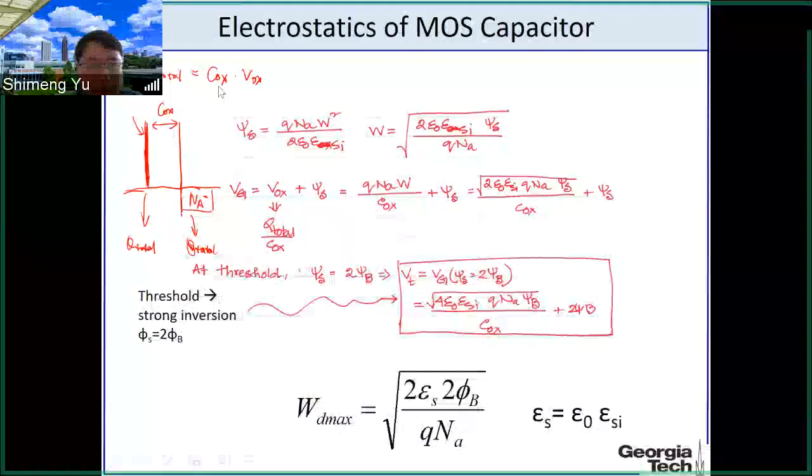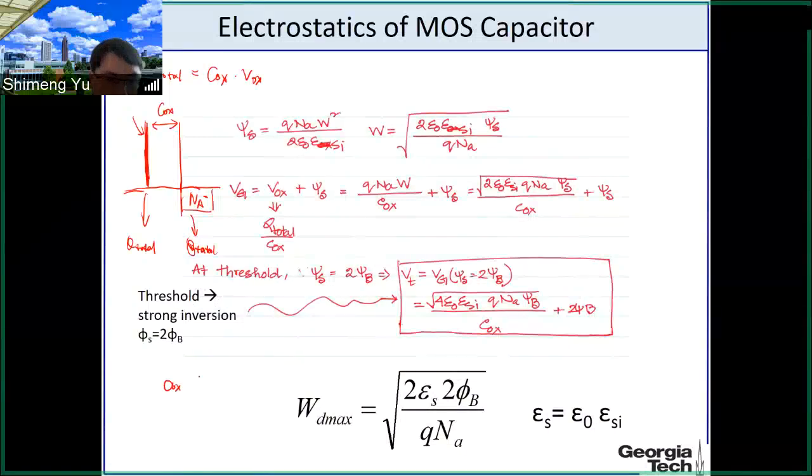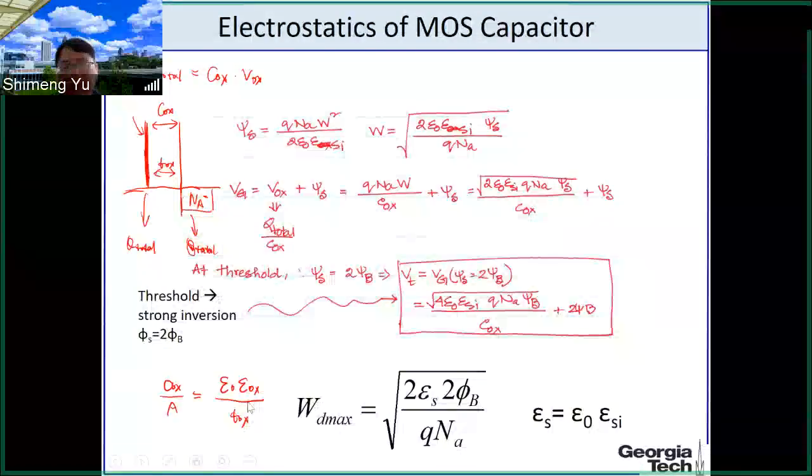And this COX, what is COX? It is the capacitance per unit area of the gate oxide. By definition, for the plate capacitor, the capacitance per unit area is epsilon 0 epsilon oxide divided by DOX, that is the thickness of the oxide. So this is the definition of the plate capacitor.